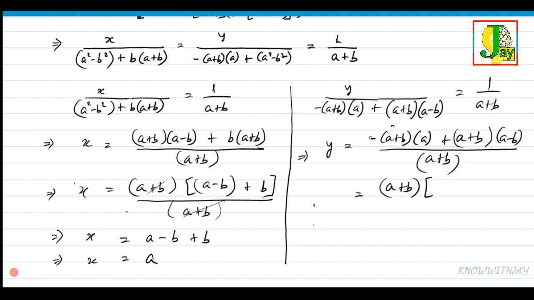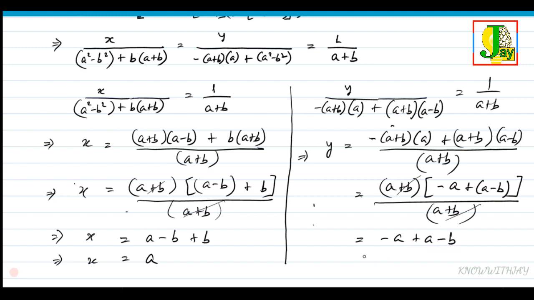In the first expression we have minus into a, so minus a, and then in the second expression we have a minus b, so plus a minus b. Again a plus b gets cancelled, so we have minus a, opening the bracket, plus a minus b, so that's minus b. So y equals to minus b. The solutions are x equals to a and y equals to minus b.